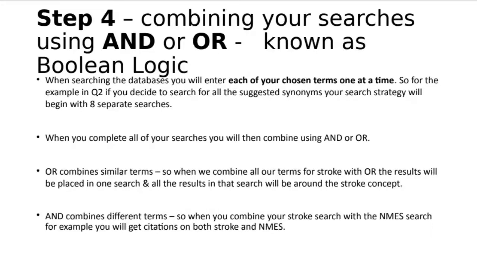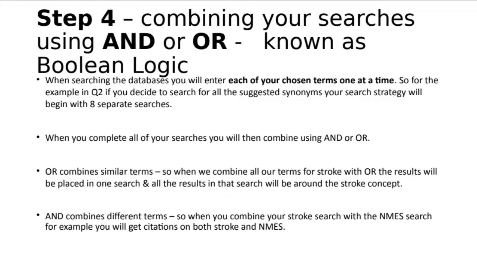The next step will be to combine your searches using AND or OR. This is known as Boolean logic. When searching the databases, you will enter each of your chosen terms one at a time. So for the example in question 2, if you decide to search for all the suggested synonyms, your search strategy will begin with 8 separate searches.